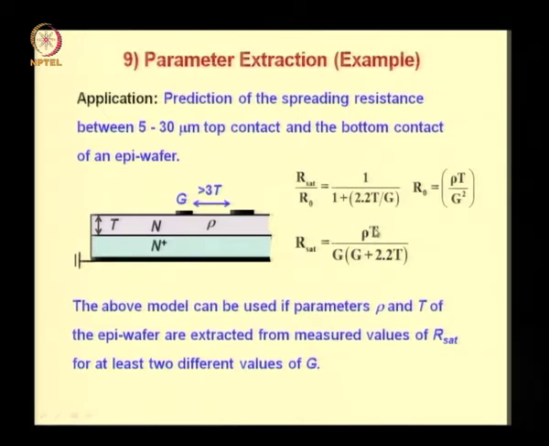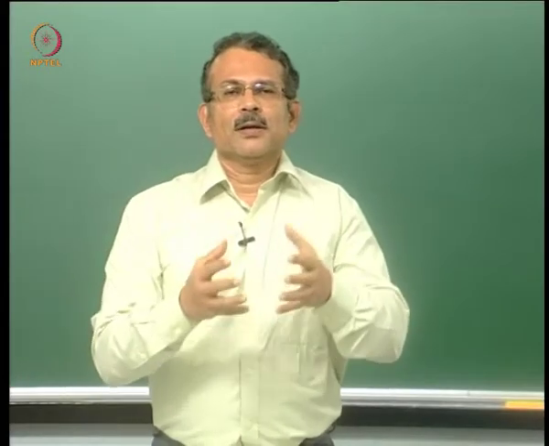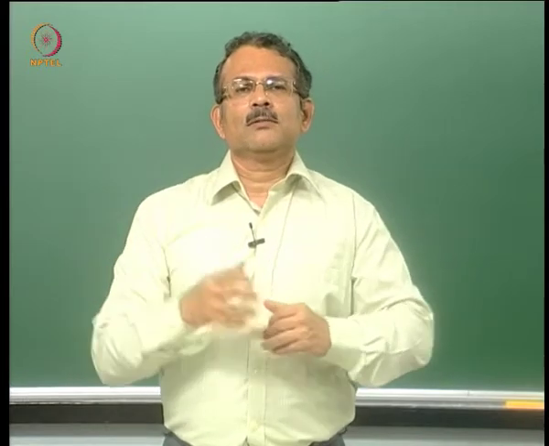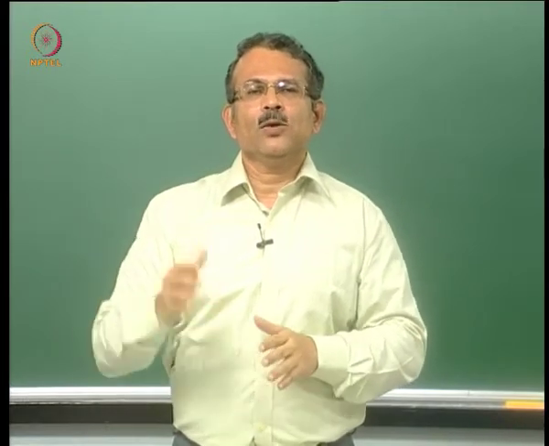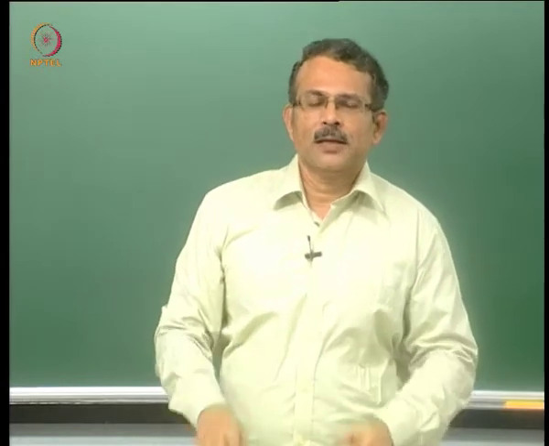Now, if you want to solve for two values T and rho, evidently you need two expressions. So, that is why you have to measure RSAT for two different values of G. In practice, more values of G may be used to reduce the random errors in measurements. So, that is what is shown here. You can use different values of G in the range 5 to 30 microns. So, for each pair of G values, you find out the values of rho and T, and then you average all these values, so that any random errors in the measurements are removed.